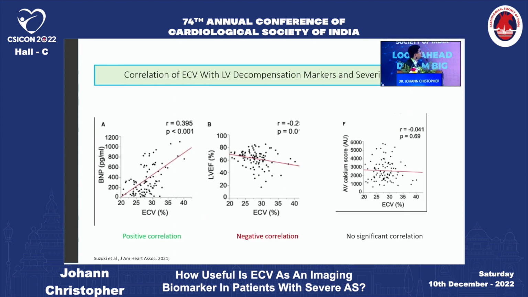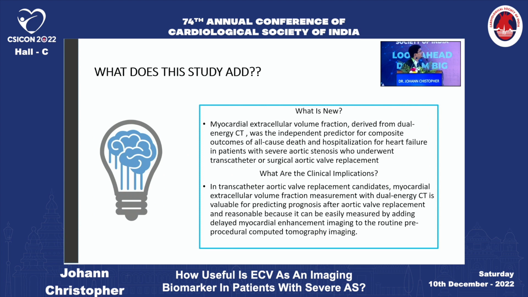And there was a very good correlation with the BNP levels. Higher the BNP, higher the ECV; lower the EF, higher the ECV. And there was no correlation between ECV and the traditional marker that we do on CT, that is the aortic calcium score, surprisingly. So we now understand the importance of ECV.